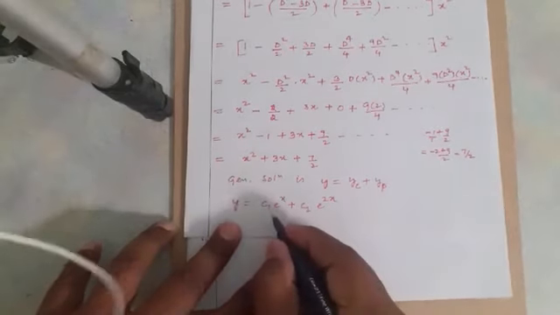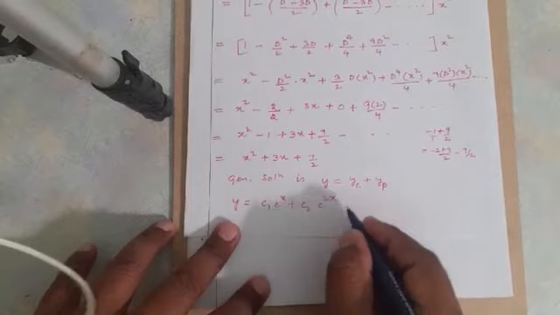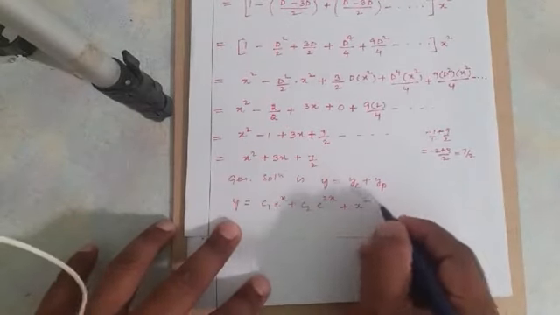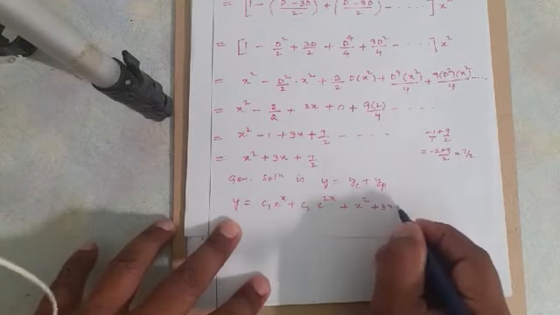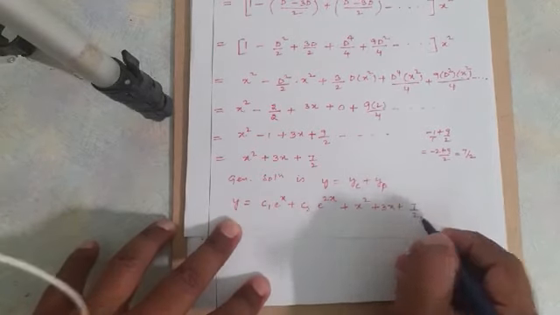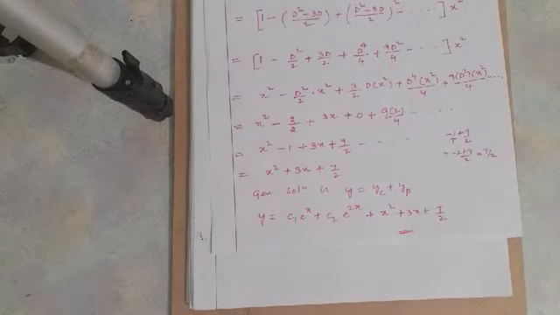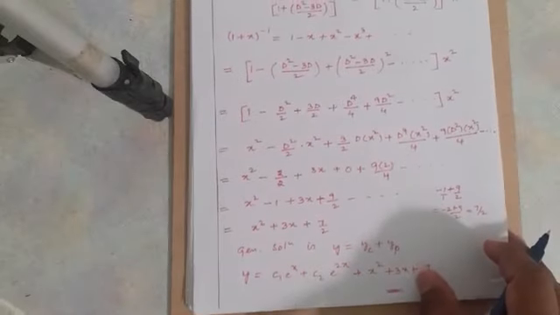Now c1 e power x plus c2 e power 2x plus the particular integral, which is x square plus 3x plus 7 by 2. So this is the general solution we get. Okay, this is case 3. So in case 3 we do problems.